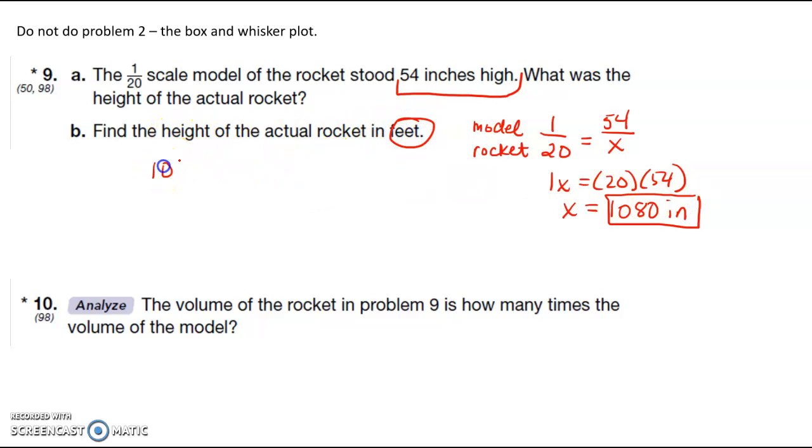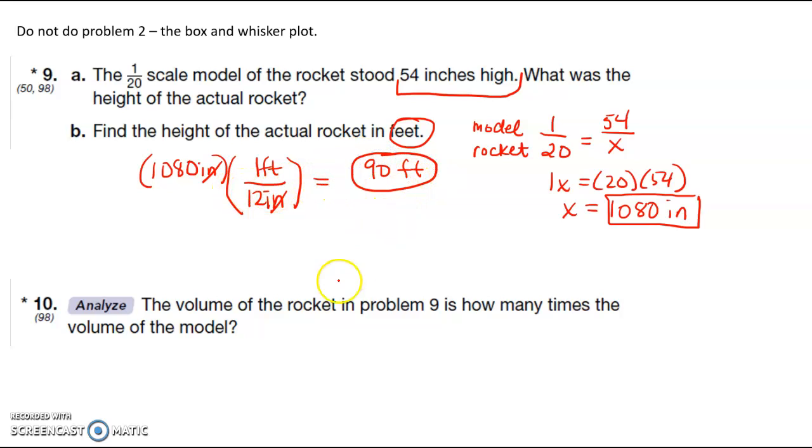Okay. And then B says find the height in feet. So if I have 1080 inches, I know I'm going to need a unit multiplier, and I'm trying to get to feet. So I want feet in the top. I know that 1 foot is equal to 12 inches. My feet are in the top, my inches cancel. So 1080 divided by 12 gives me 90 feet. That is a tall rocket.